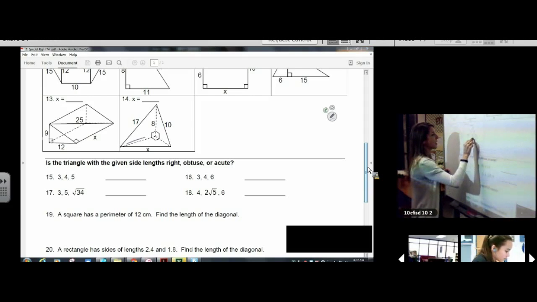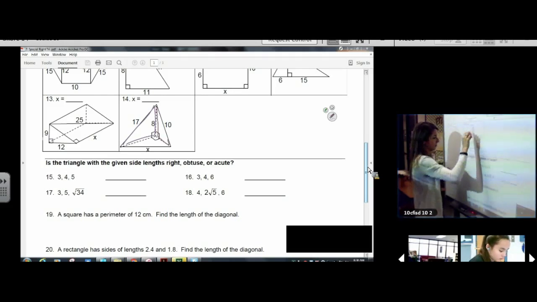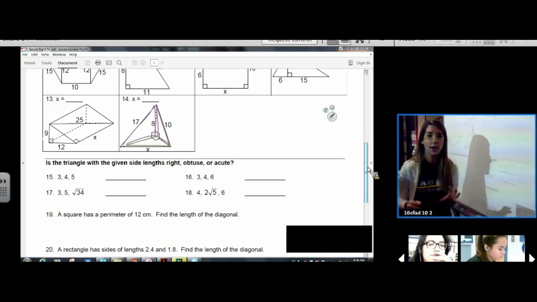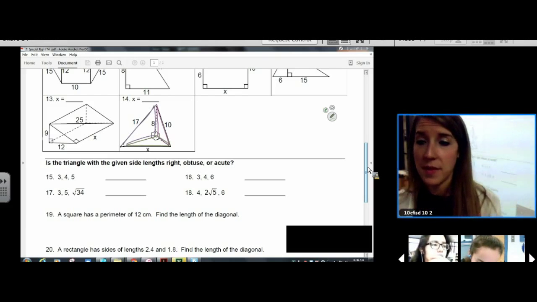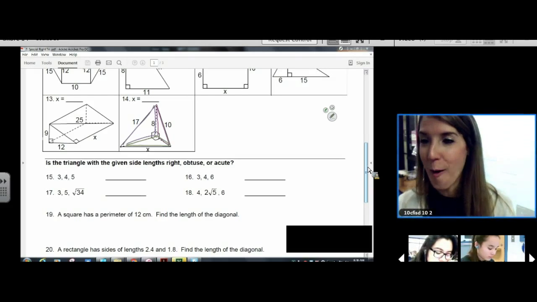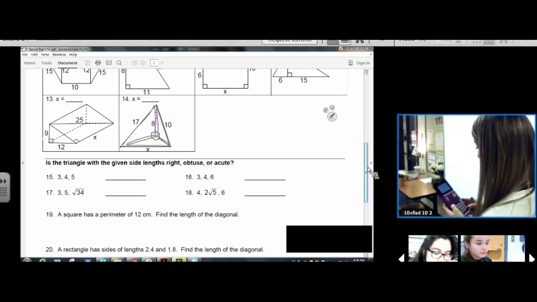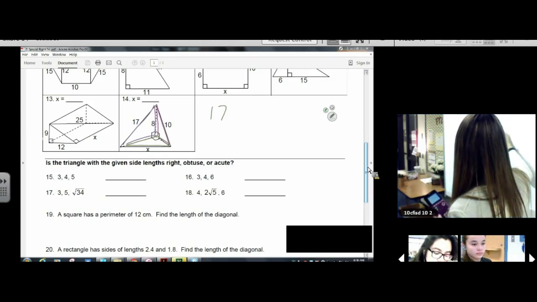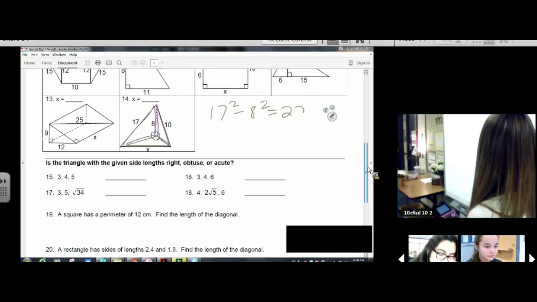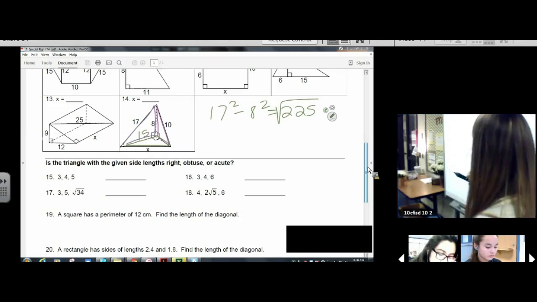On 14, we have 1, 2, 3 right triangles. They're all right triangles, so they're all eligible for the Pythagorean theorem. It's actually beautiful because they're all Pythagorean triples. So if I do 17 squared minus 8 squared, and I don't trip over the smartboard, then we get 225, and we square root that, and that missing side is 15.